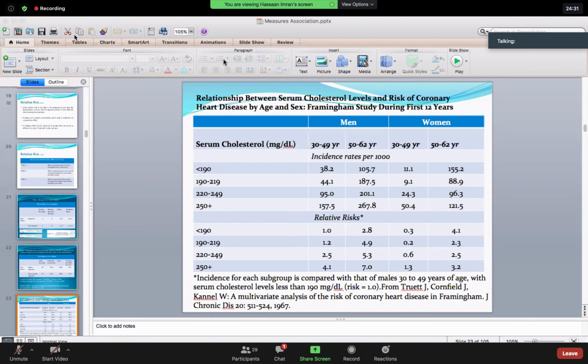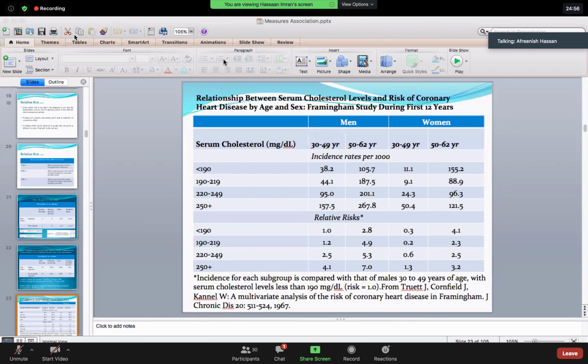Please, finish. So in the upper half of the table, we are seeing the actual incidence rates among the men and the women, and we have sorted the data among the two different age groups, from 30 to 49 and 50 to 62. And on the left side, we have presented the serum cholesterol levels at different variables.